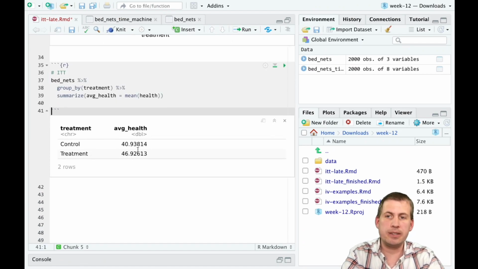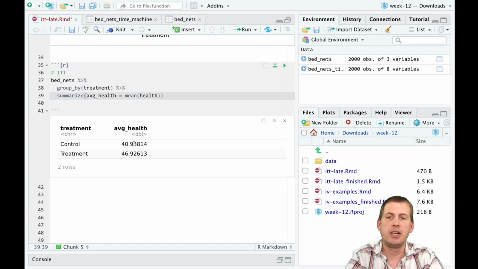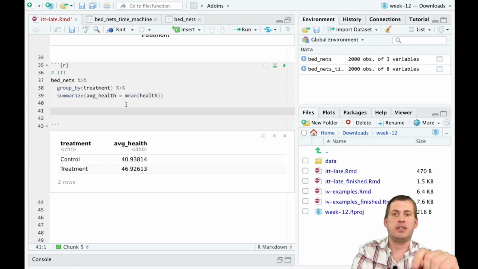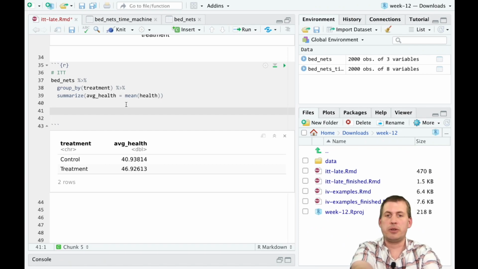So if you run that, you can see that there is a difference. The treatment group, people who were assigned to treatment, had 46 health points on average, and people who were assigned to control had 40 health points on average. So you could manually say 46.9 minus 40.9, which is 6. Or, like we talked about in the randomized controlled trial session a few weeks ago, you can run a regression model, which will tell you the difference between those two groups.